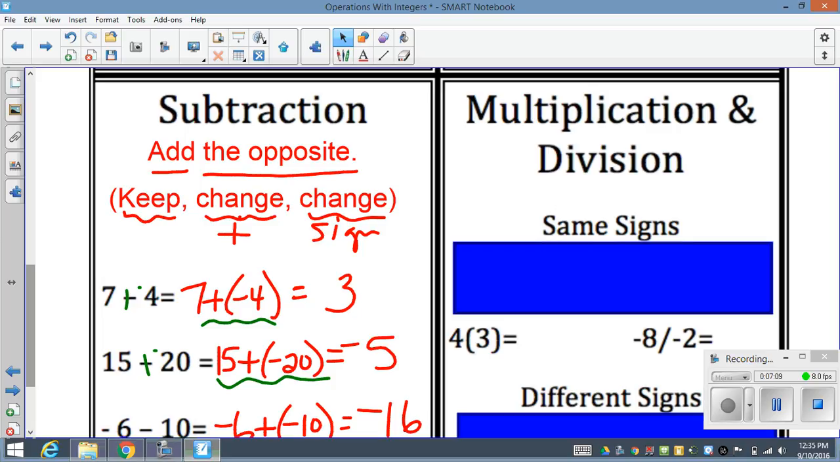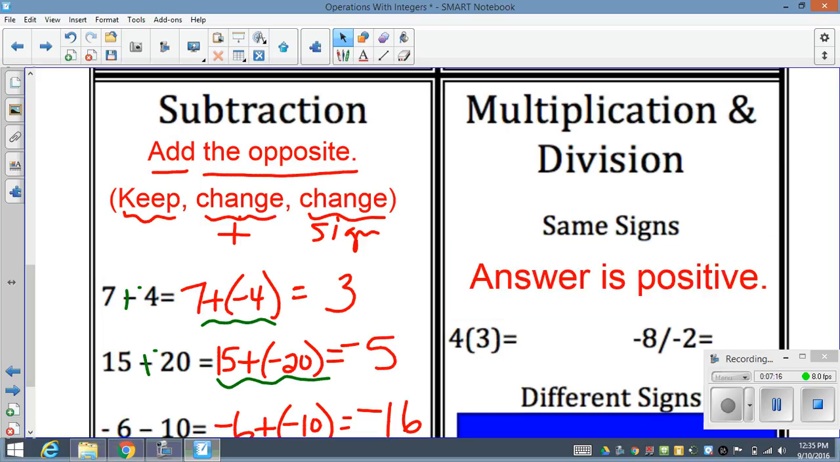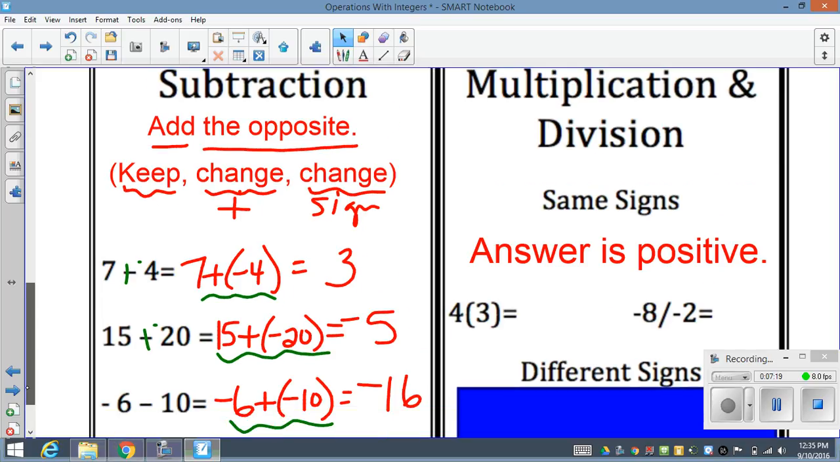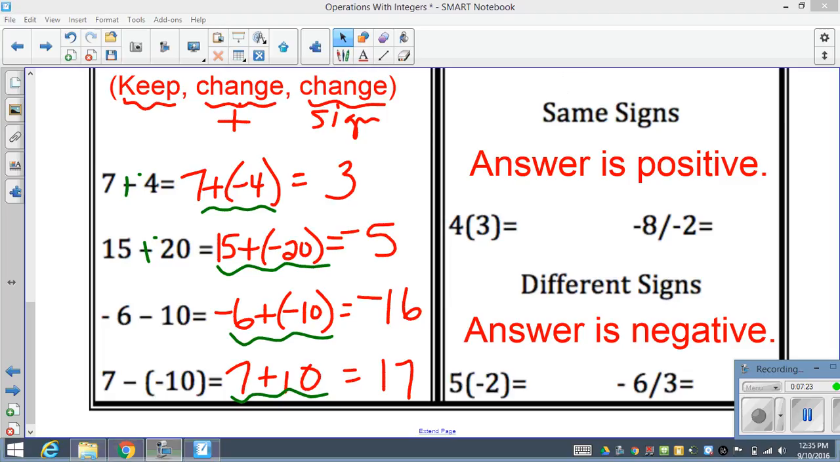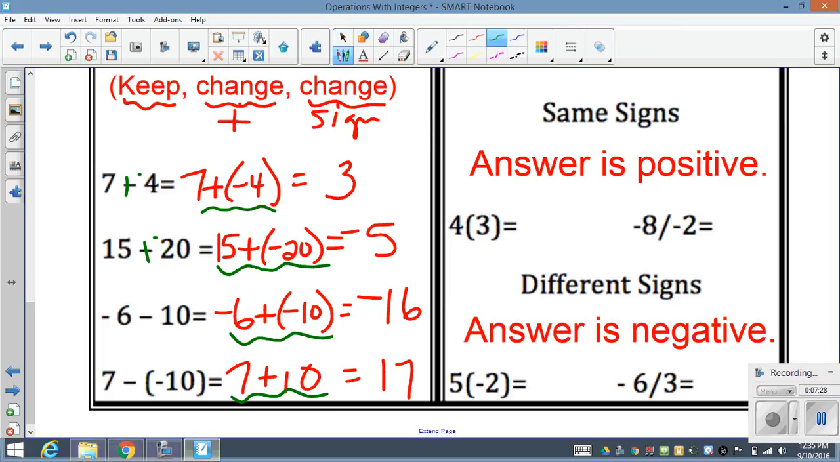For multiplication and division, our rules are actually the same. And it just goes by the signs. If the signs are the same, your answer is positive. And if the signs are different, your answer is negative. So that's it. So on my two examples here, 4 times 3, both positive, so positive 12. Negative 8 divided by negative 2, both negative, so a positive 4. 8 divided by 2 is 4. Signs are the same, so it's positive.